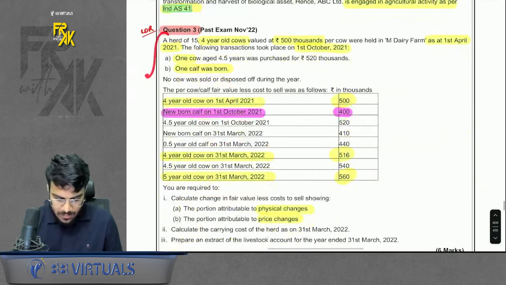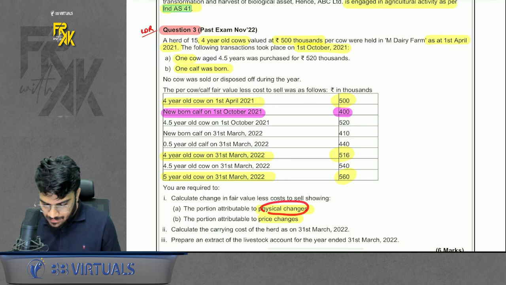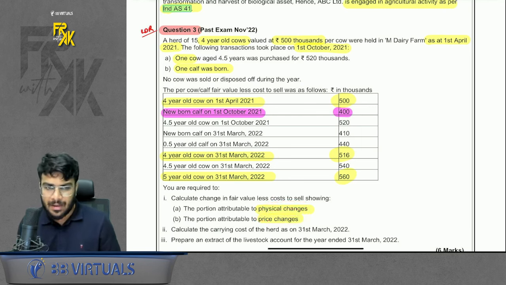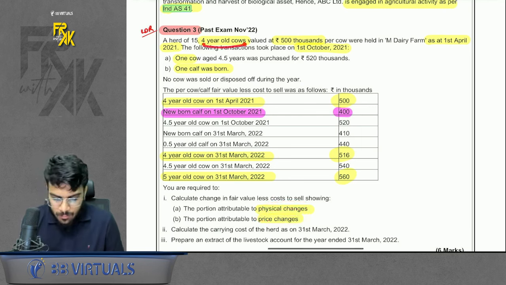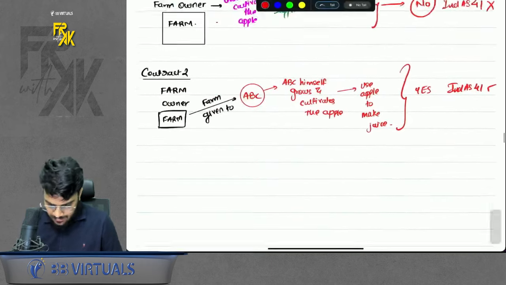Then there was question number 3, a very good question to calculate that physical change and price change. Okay, what is to be done here? I will just give an overview of this. So first we bought 4-year-old cows. So how to solve this, sir?